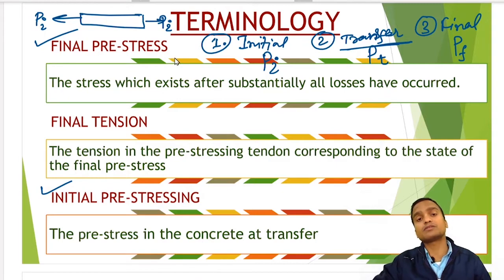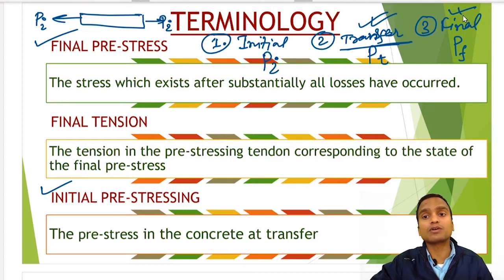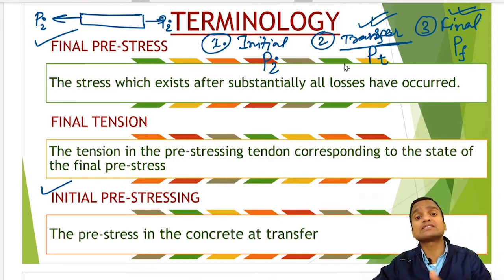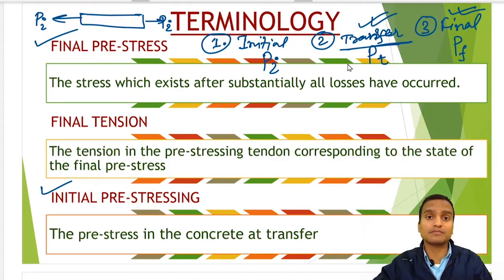अब initial pre-stressing of concrete तो समझ में आ गया, ये यहाँ पे होगा ट्रांसफर पे. पर final pre-stressing क्या होगी concrete की? Final pre-stress means it is that value of stress which exists after substantially all the losses have occurred. अभी मैं सारे के सारे टाइप्स ऑफ लॉसेस पे डिस्कस करूंगा एक अलग वीडियो में. देयर आर 5 काइंड्स ऑफ लॉसेस and they all come under 2 categories, short term losses and long term losses.